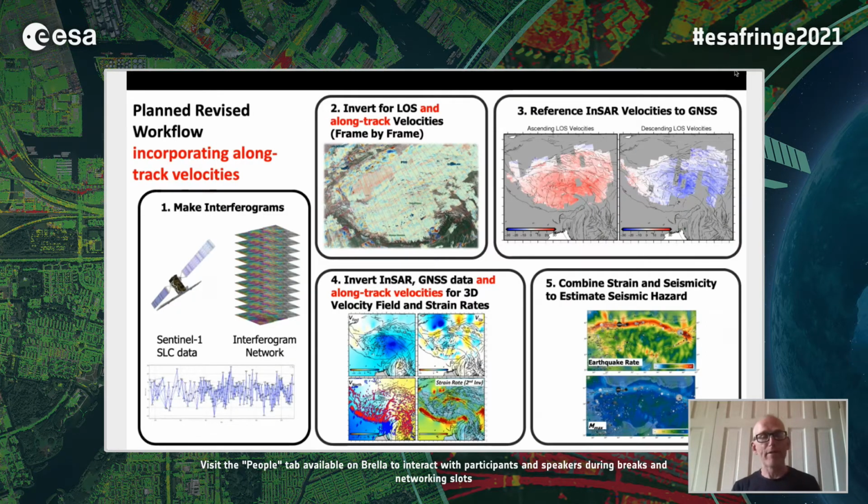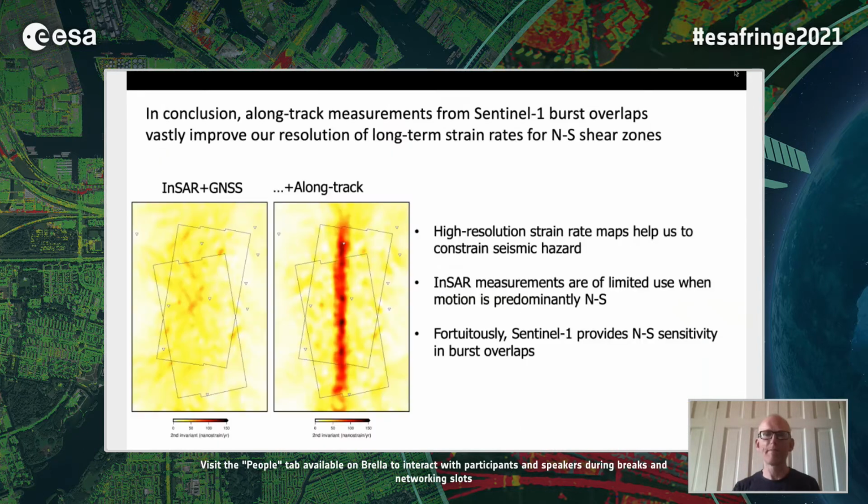So our aim, and we haven't done this, is to incorporate our along-track velocities into our overall approach. So we have to insert it in step 2, where we actually calculate the along-track velocities, and then again in step 4 we have to actually include it in the inversions as well. And we hope, or we know, this will improve our estimates in many areas.